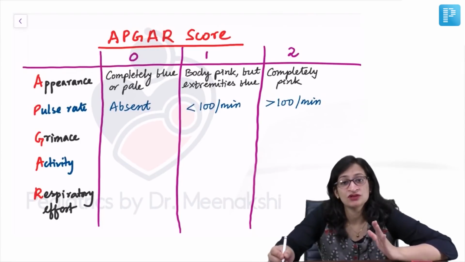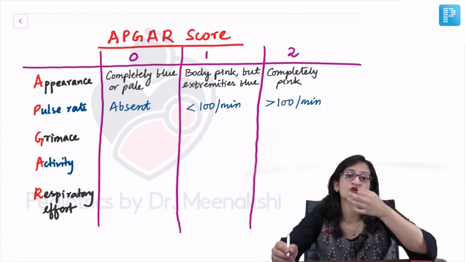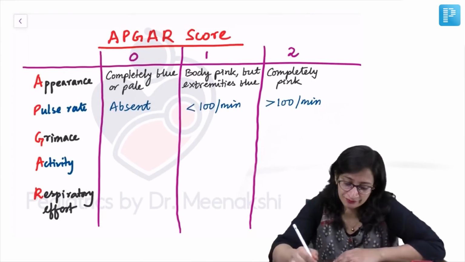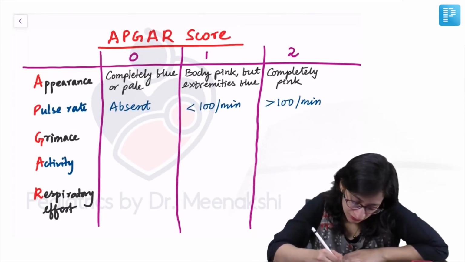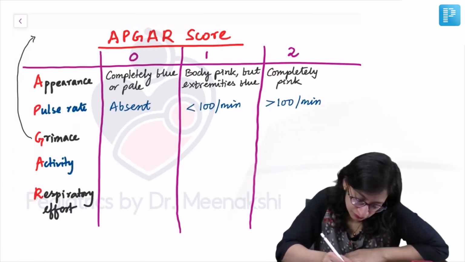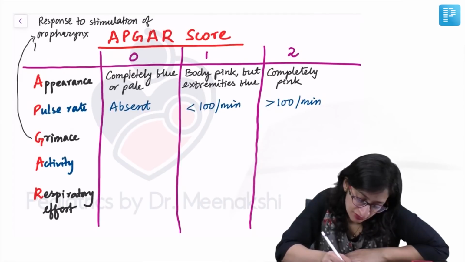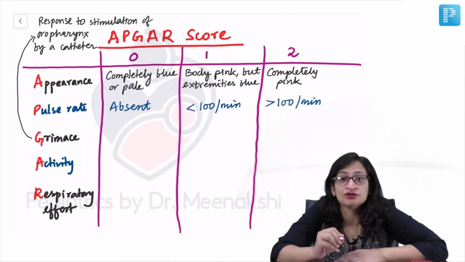By grimace, we refer to response to stimulation by a catheter. So if you insert a catheter or a feeding tube in the oropharynx of the baby, you see what is the baby's response to it. So grimace basically refers to response to stimulation of the oropharynx by a catheter or a feeding tube.